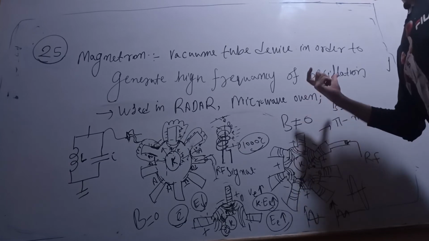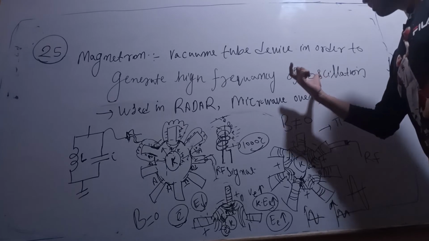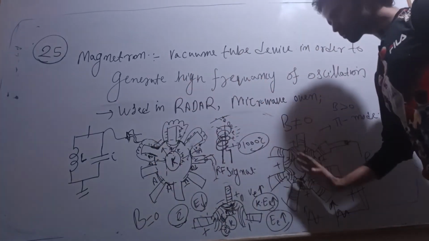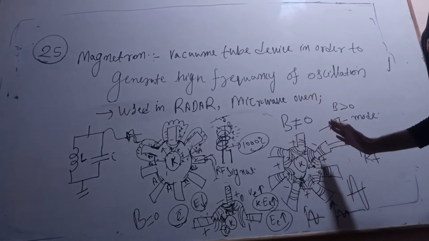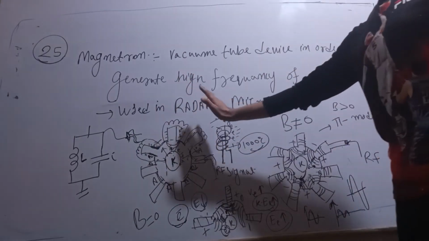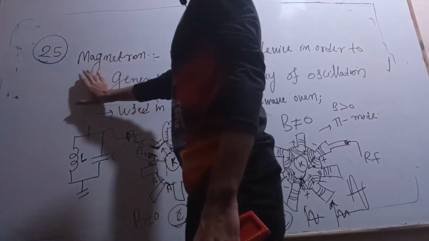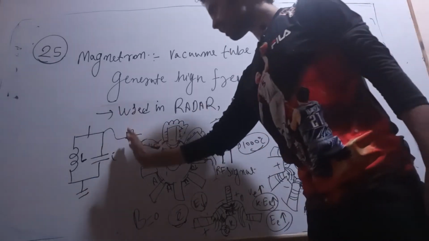This means we are increasing the frequency of oscillation. Once we increase the oscillation, in this way we are able to increase the power of the RF signal. So this is the actual working of this magnetron, whose work is totally based on LC oscillation. LC oscillation is happening like this only.